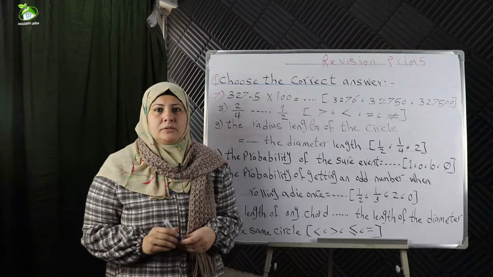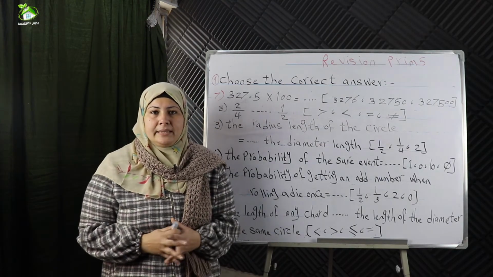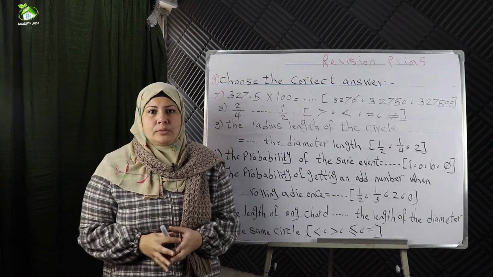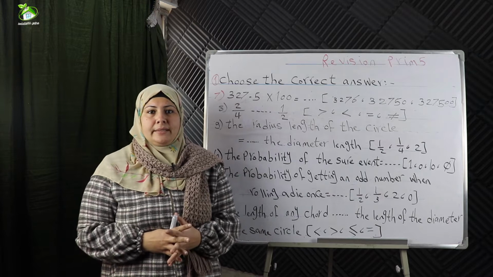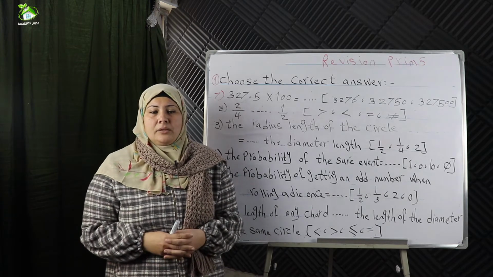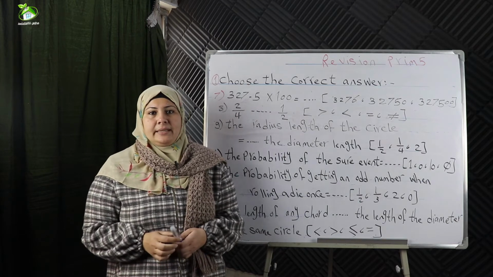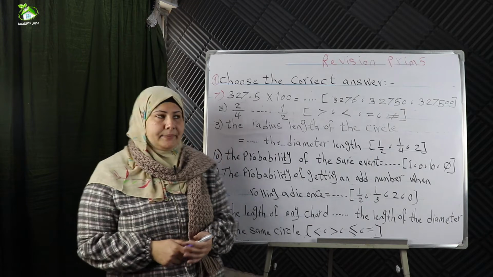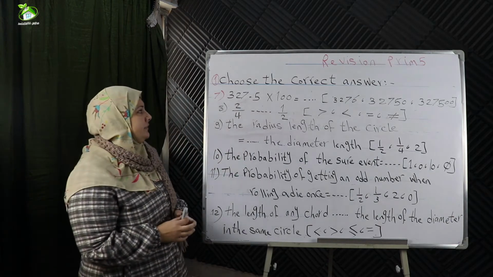Number 6, the number of altitudes of any triangle equals 3 altitudes. Remember that the altitudes of an acute angled triangle intersect at one point inside the triangle. Altitudes of an obtuse angled triangle intersect at one point outside the triangle. Altitudes of a right angled triangle intersect at one point, the vertex of the right angle.